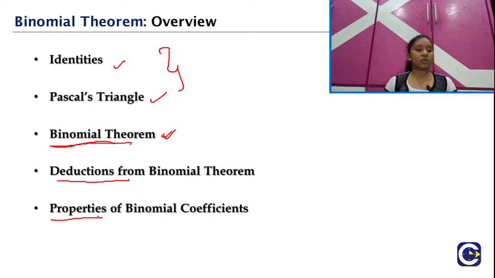So there is no need to worry. Once we have all that, the next thing we are going to discuss is the properties related to the binomial coefficients.